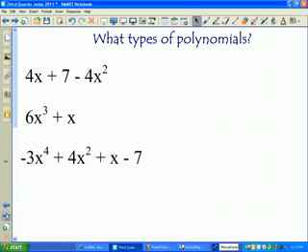So after we did that, I wanted to introduce adding and subtracting polynomials. So the first thing, just to refresh your memories about the 3 types of polynomials that we faced, I asked them to visualize and just tell me what type of polynomials these 3 examples are. So for the first one, we have 4x plus 7 minus 4x squared. Looking at that, it looks to me that we have 3 terms.